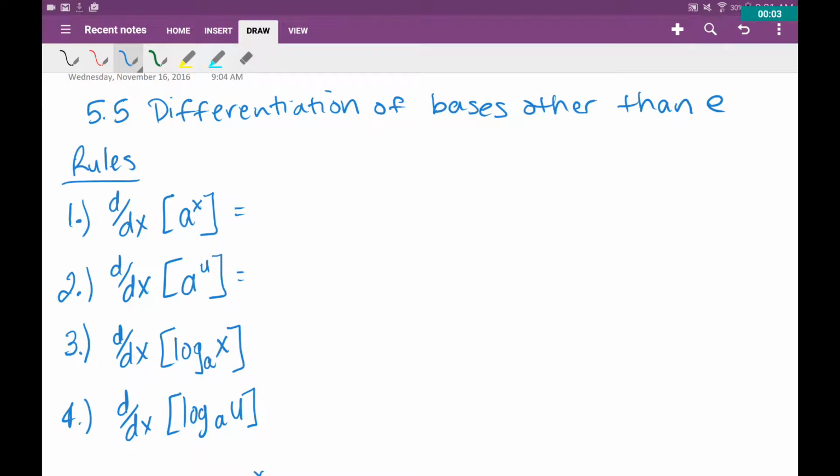Hi there, guys. Today we're going to do differentiation of functions that have a base other than e. So same idea, we're going to have differentiation of things that aren't the natural log. So we're going to do the first rule. We'll just go over 4 rules, do an example, couple examples together, and you should be good to go. First rule is if you are finding the derivative of a to the x power.